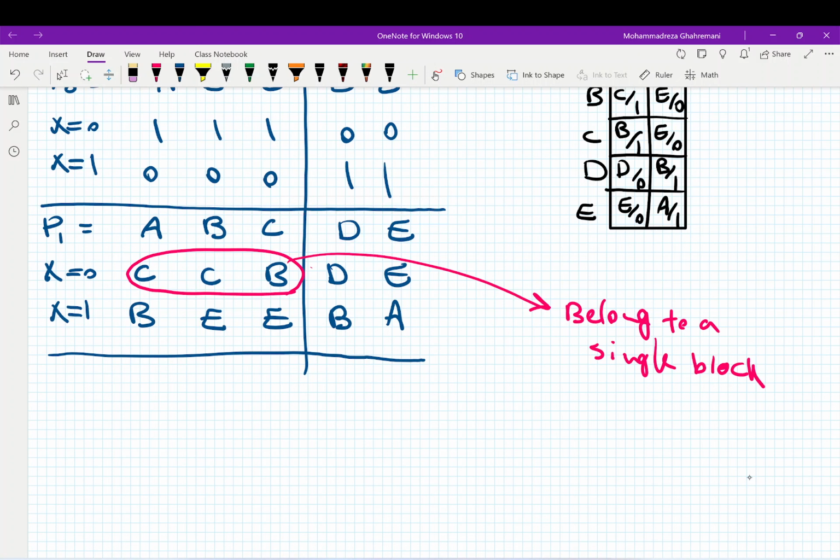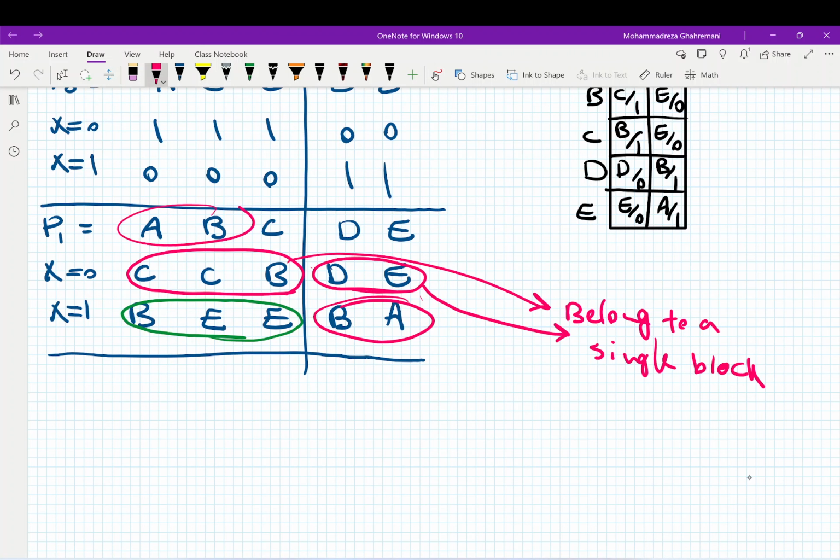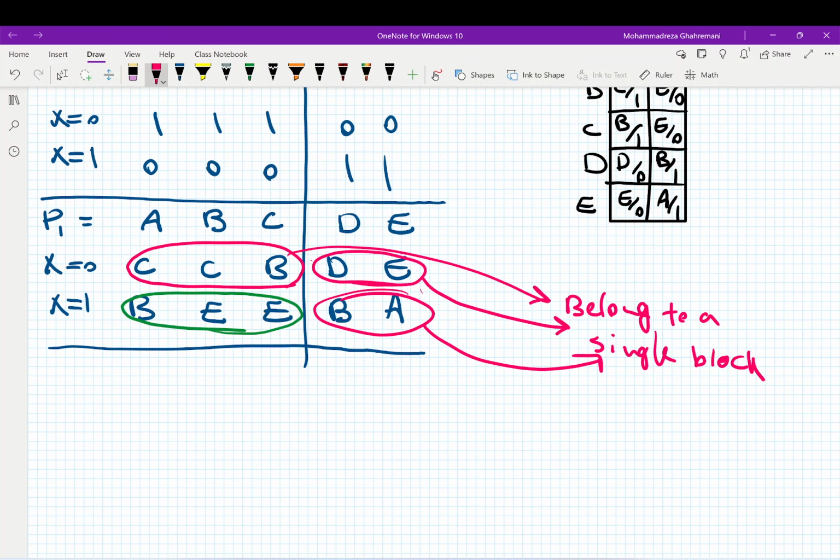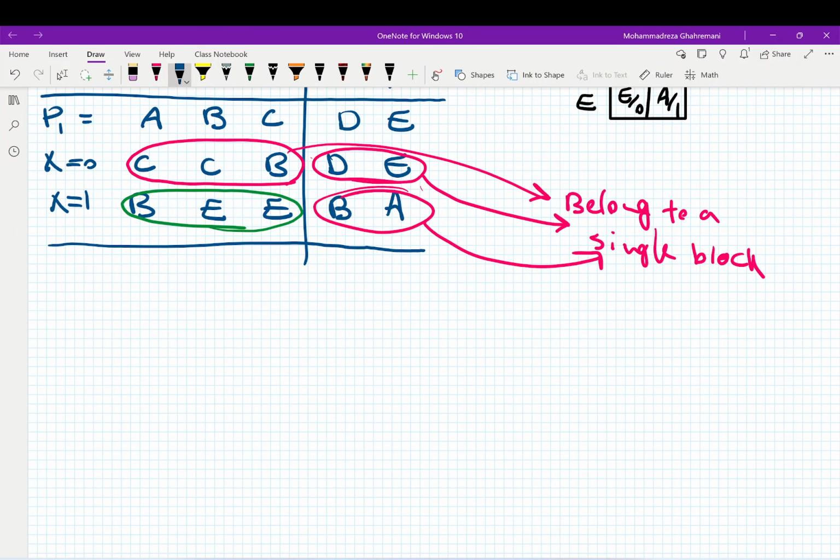Okay, so let's continue. B and E. Are B and E in the same block? No, B is in this block, E is in this block. So B and E do not belong to a single block, so we show it with another color. D and E belong to a single block. A and B are also here, so A and B belong to a single block. So the only group of states that doesn't belong to the same block is B, E. So here we need to separate them and move to P2.